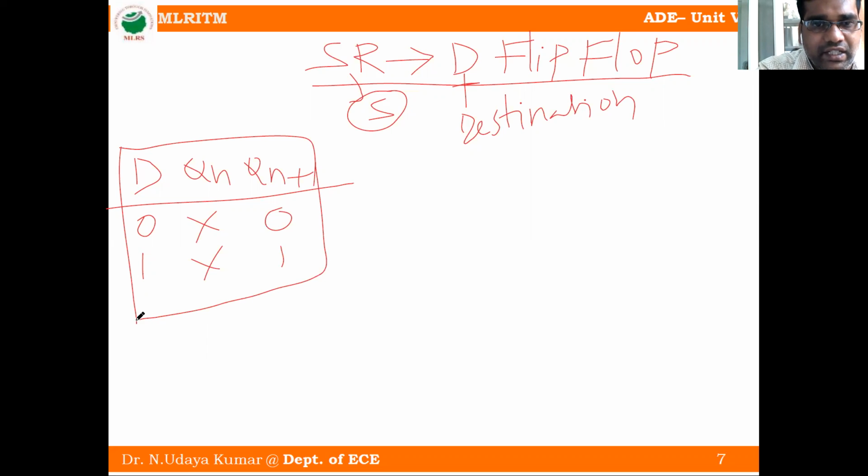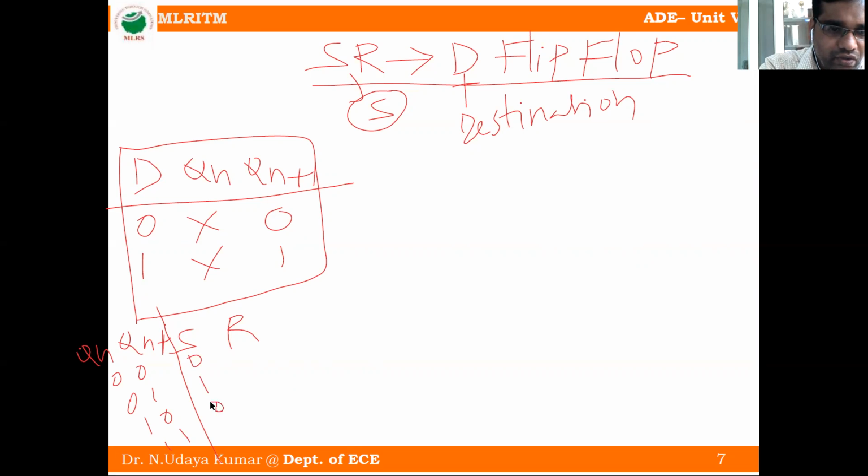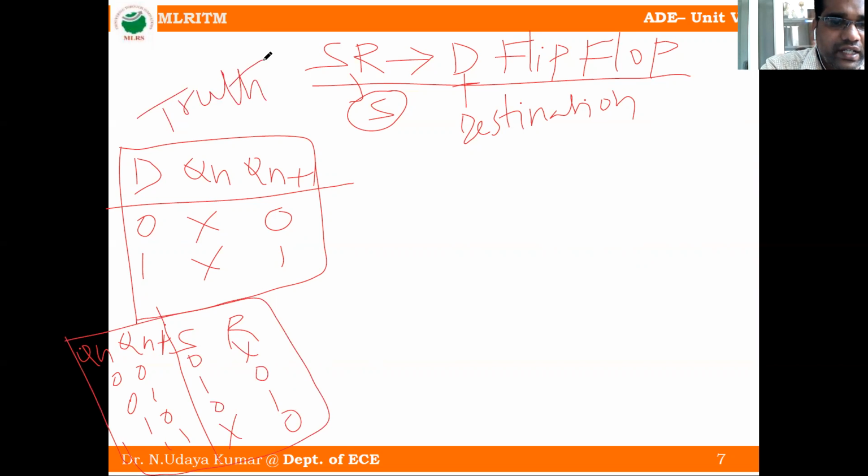Now, what is the excitation table for the source flip-flop? The SR excitation table has Qn and Qn plus 1 with combinations 00, 01, 10, 11. The S column goes 0 1 0 and then don't care, and the R column is the reverse: don't care 0 1 and 0. This one is the truth table, and this one is the excitation table.